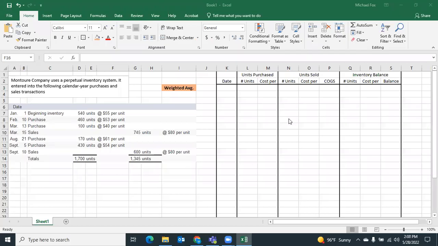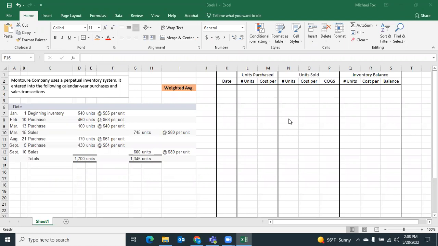Okay, so we're going to now take a look at how to do a perpetual inventory record using the weighted average method. With the weighted average method, instead of assuming the first in is the first out or the last in is the first out, we are going to take an average and use that average to calculate our cost of goods sold and our inventory balance.